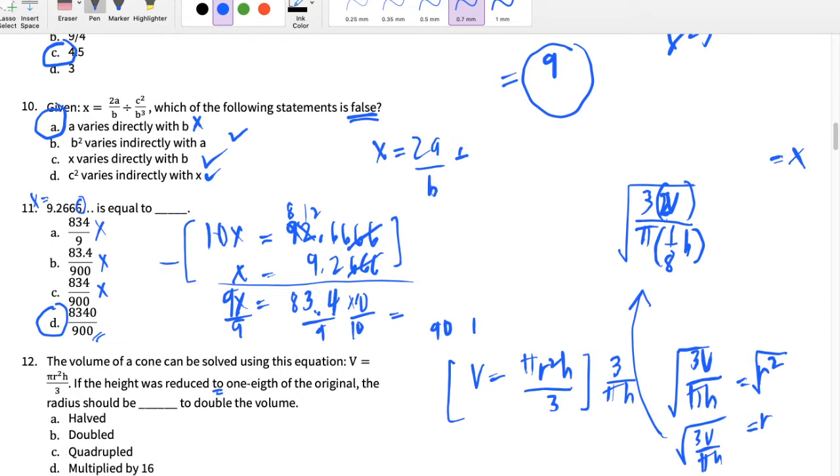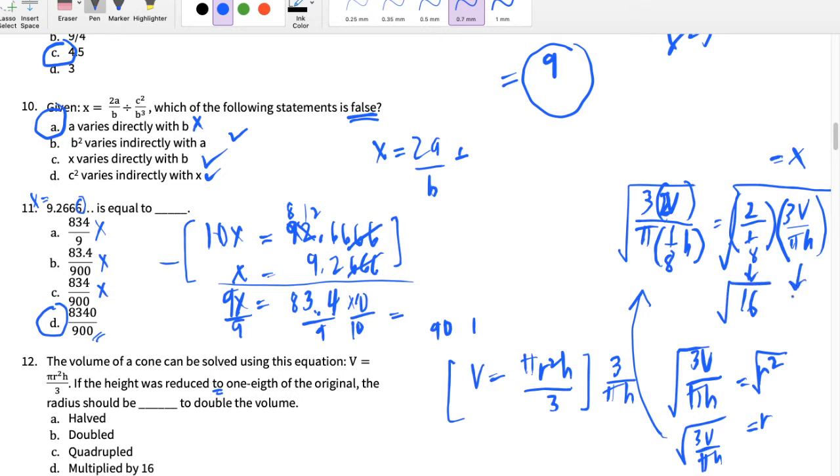Okay? So, if i-isolate natin ito, we will get 2 over 1 over 8 times 3v over pi h. Okay? So, square root of that. What is this? This is equal to 16. Okay? Ito yung original natin. So, square root of 16, that's equal to 4. So, in order to double the volume, when you reduce the height to 1/8 of the original, dapat ang radius mo would be quadrupled or 4 times. Letter C.